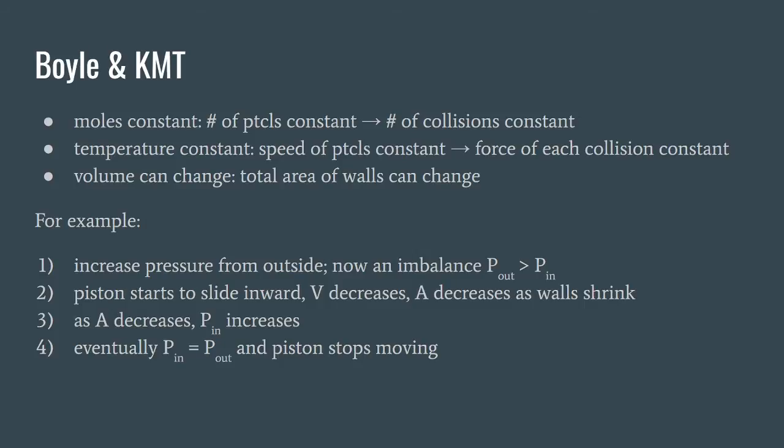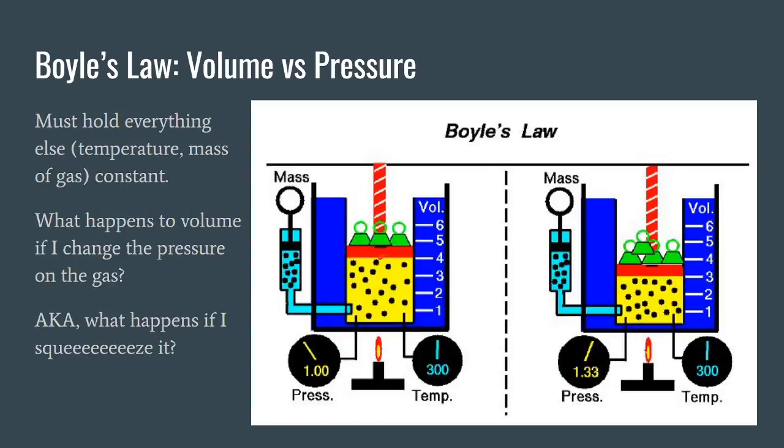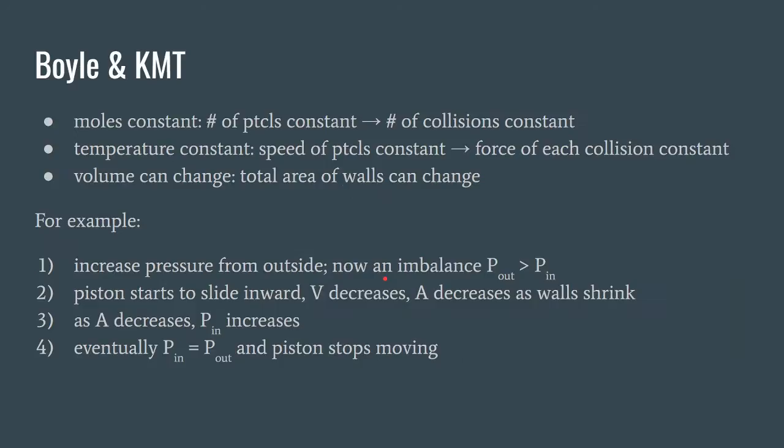So remember, what we're looking at is this guy here. You have this solid cylinder, and then this piston that can move up and down. Okay. So when you increase the total pressure, you create an imbalance. The force outside, this weight, is greater than the force inside, the force exerted by the gas. So the piston starts to move down. When it does, the volume decreases, therefore the area decreases.